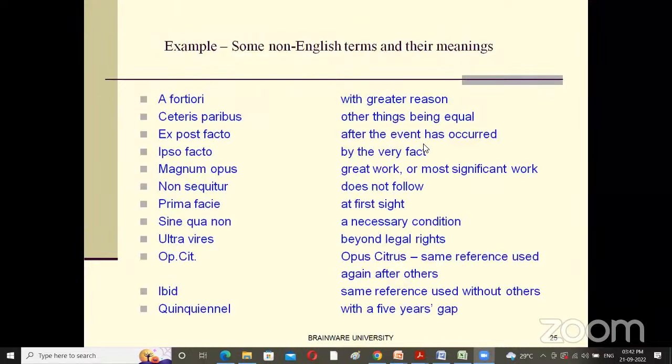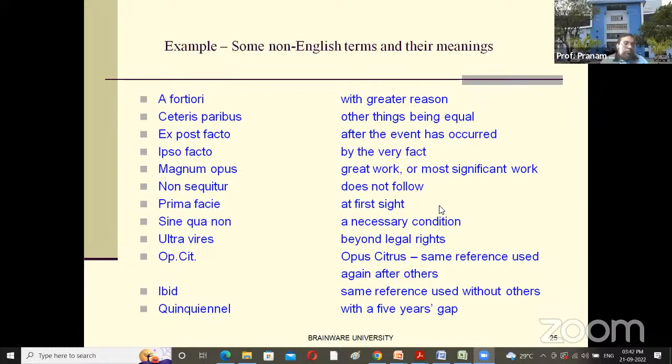And these are the examples of Latin words and their uses. A fortiori, that means with greater reason. Ceteris paribus means other things being equal. Ex post facto means after the event has occurred. Ipso facto means by the very fact. Magnum opus, that means great work or most significant work. Non sequitur, that means does not follow. Prima facie, that means at first sight. Sine qua non, that means a necessary condition. Ultra vires means beyond legal rights.